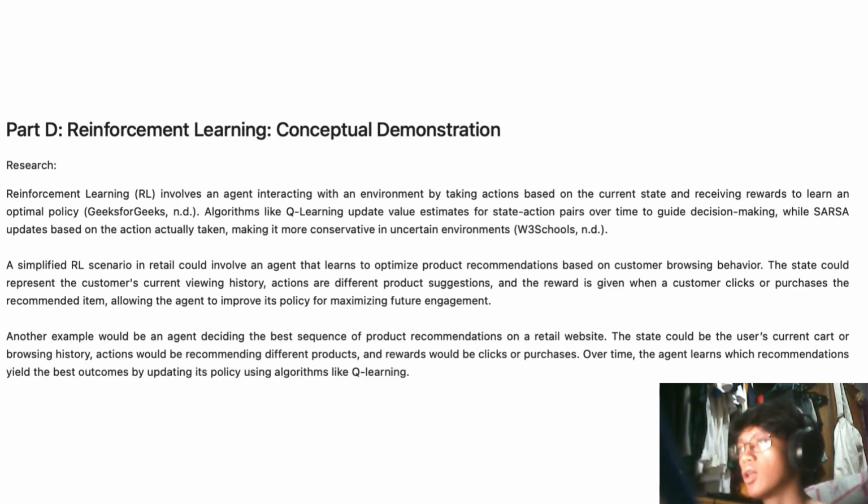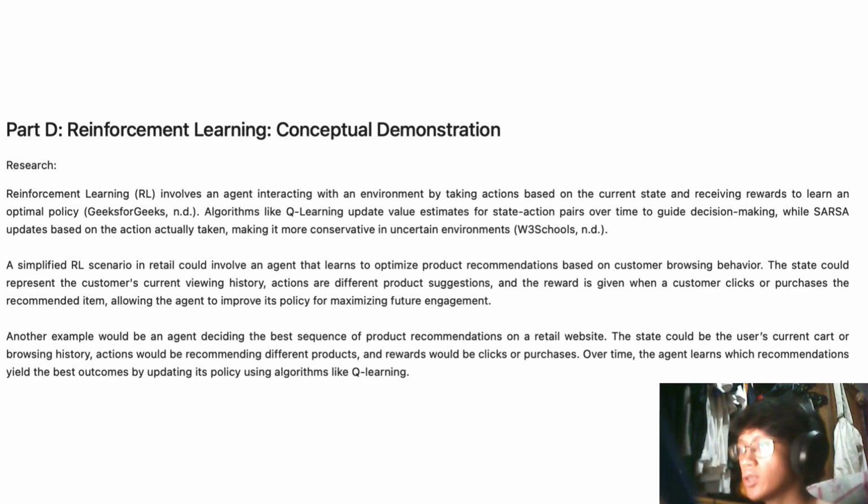Two popular RL algorithms are Q-learning, which learns the value of the best possible action at each step, even if the agent doesn't actually take it, and SARSA, which is more cautious and learns based on the actual actions the agent takes. It's useful when the environment is uncertain or unpredictable.